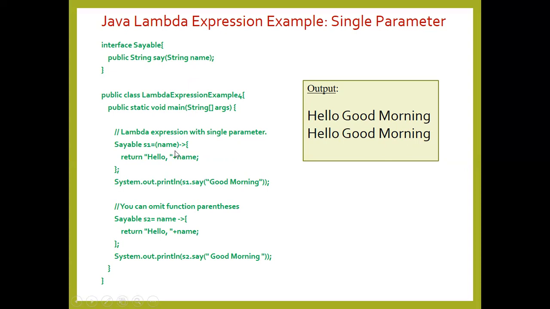Now, when we pass an argument to the lambda expression, we can omit the function parenthesis. That is also possible. Here in this part, we are defining a lambda expression with one argument, but for that argument, we are omitting the parenthesis. Without using parenthesis, the single parameter is passed. So when we execute this program, the Java lambda expression is called through the statement inside this print statement. So we are getting the output: hello, good morning.